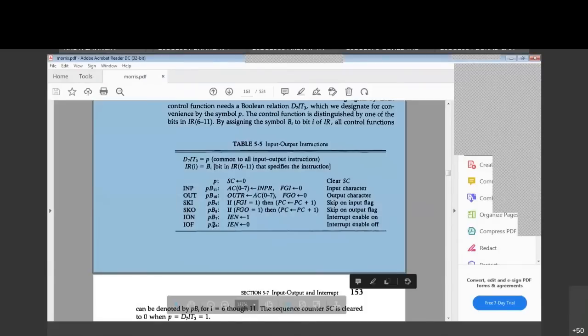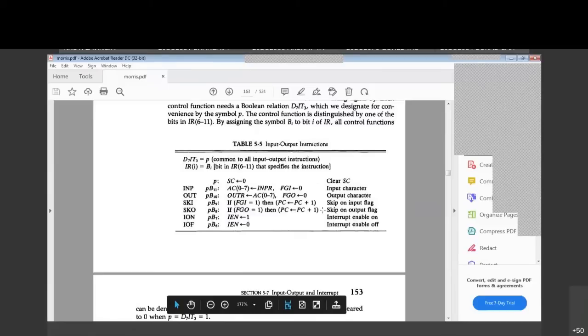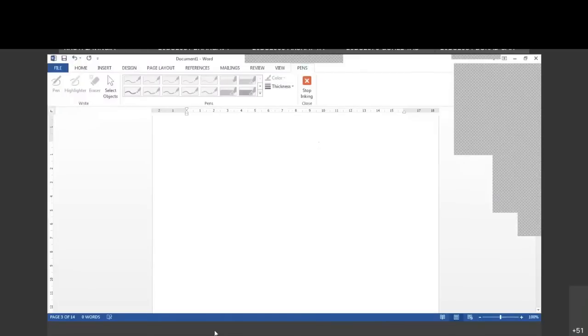But in input-output instruction, an important concept to be understood is about interrupts. So first of all, when we talk about interrupt, what is an interrupt? Today we'll be studying interrupt, and the interrupt cycle.